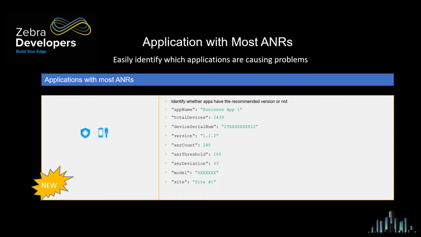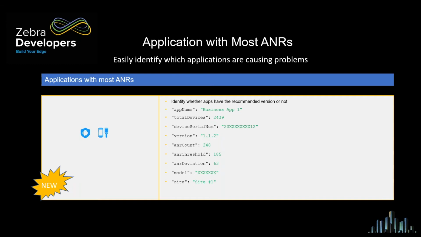So what we are doing is providing a threshold. The threshold is the outcome of the ML algorithm, and here we are trying to say when the number of ANRs is not normal. Whenever it exceeds your threshold, we'll flag and highlight it, when the action needs to be taken. Even here, we will be providing it for the business apps.